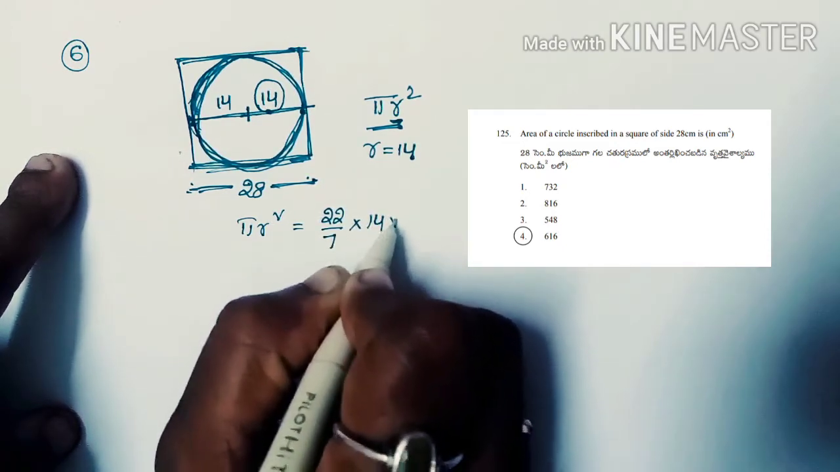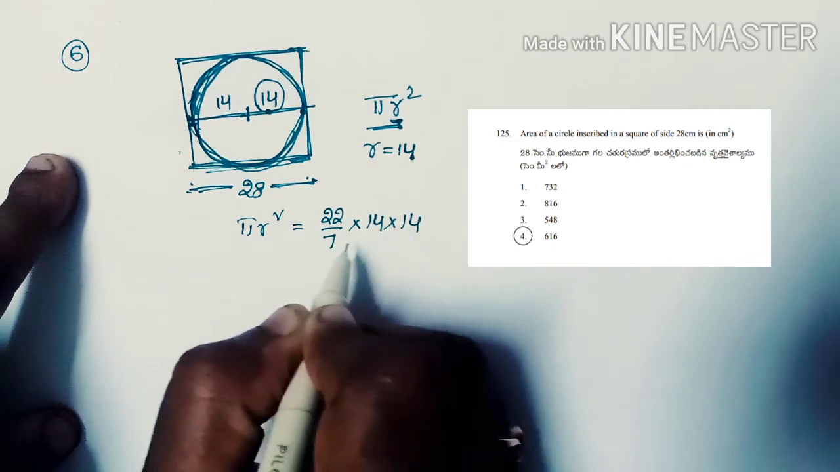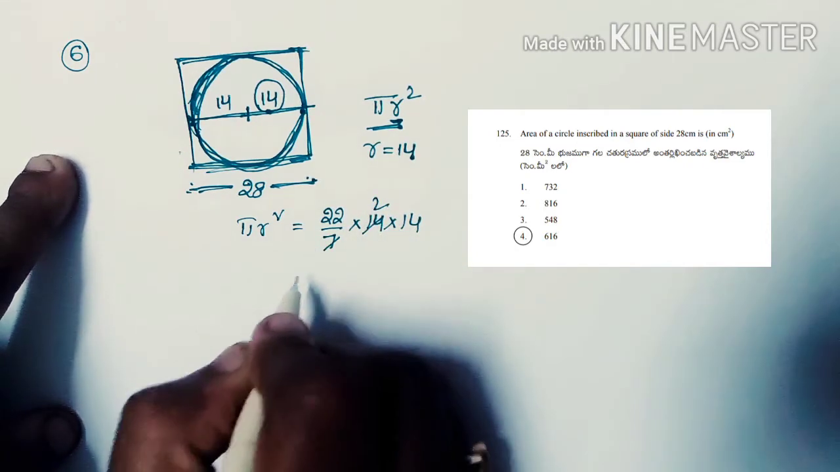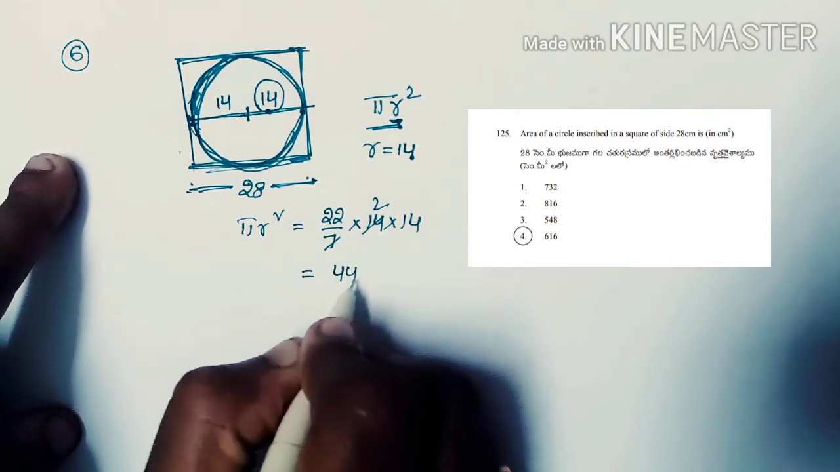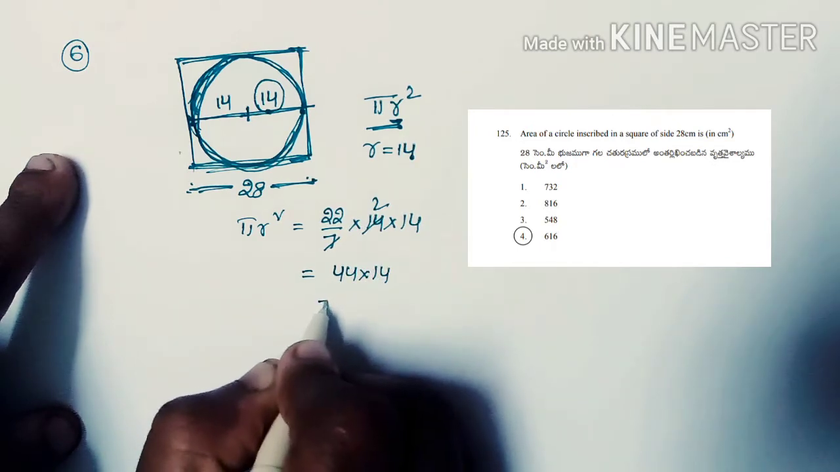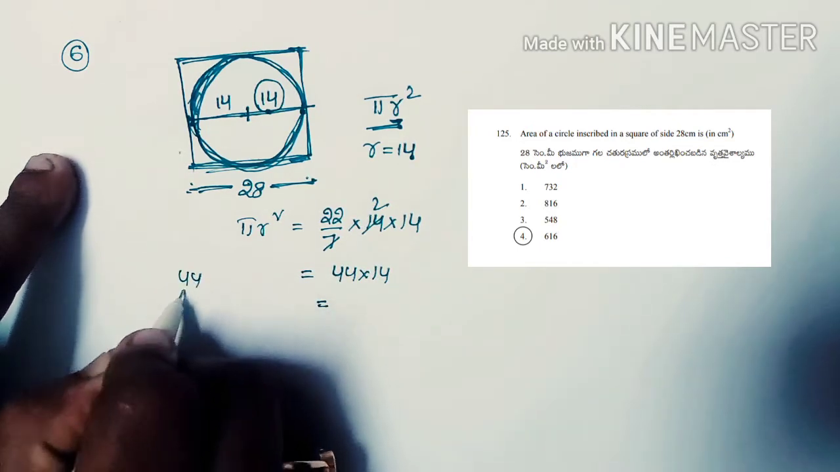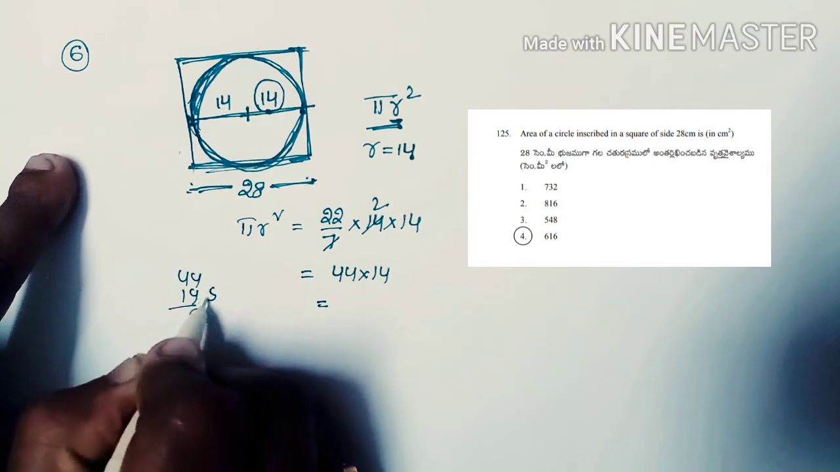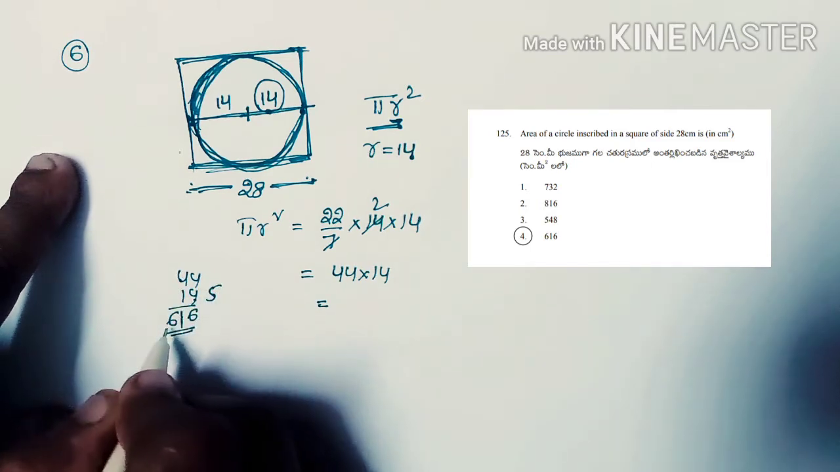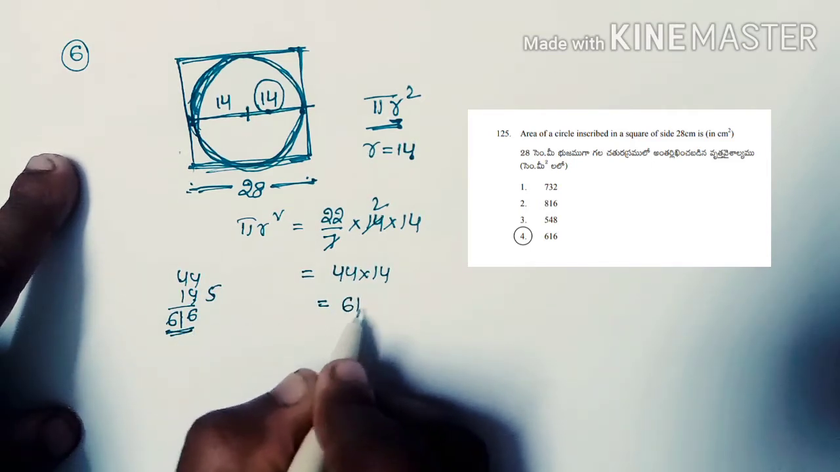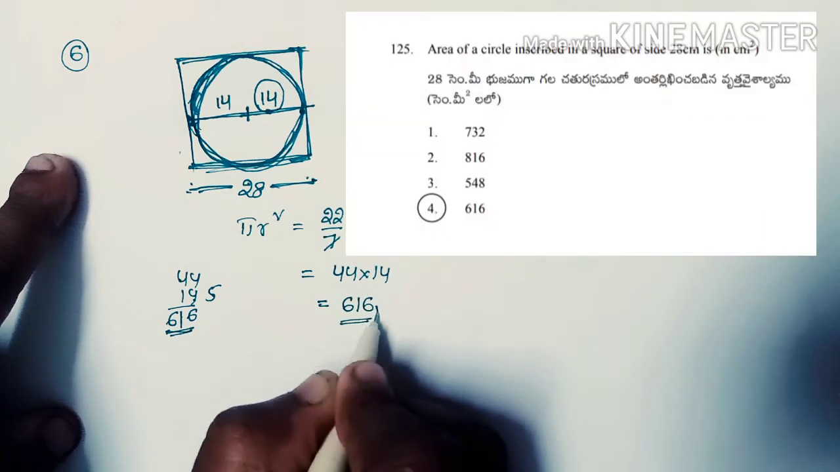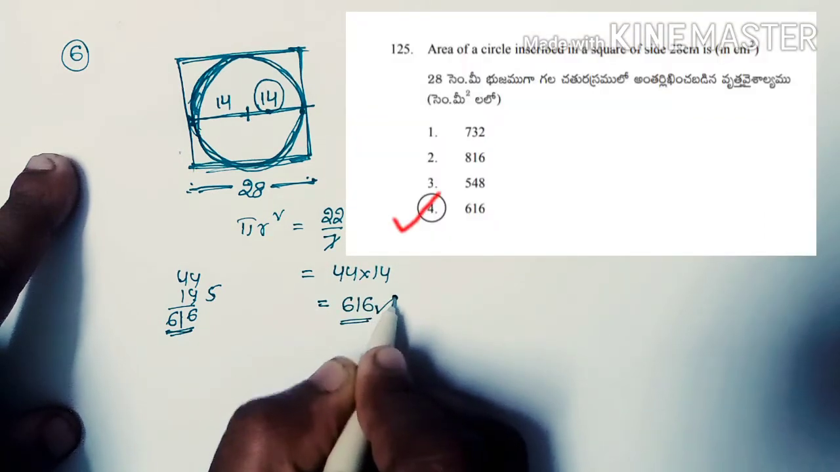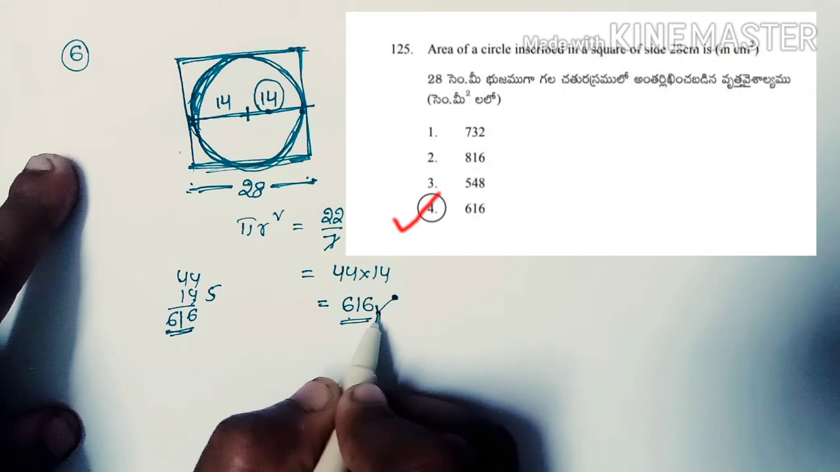R is equal to 14. So r square is equal to 14 into 14. Now it is cancelled by 2 times. Now this is 44 into 14. Now taking the product here, 44 into 14. 14 4s are 56, 14 4s are 56 plus 5, 61. So the answer is equal to 616. That is the last option.